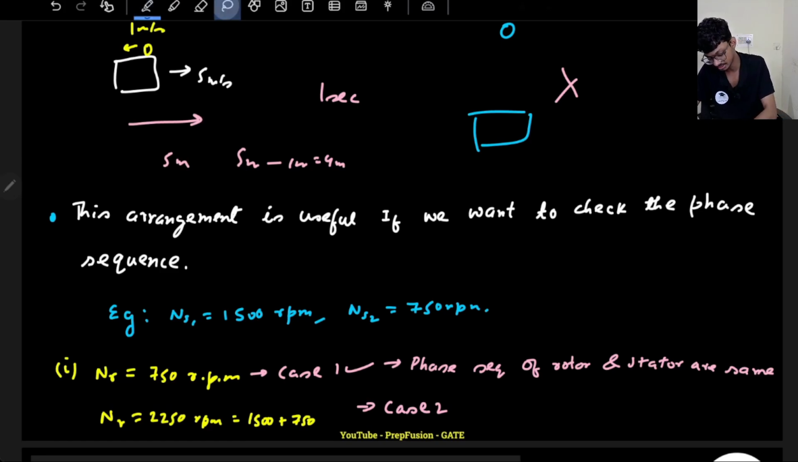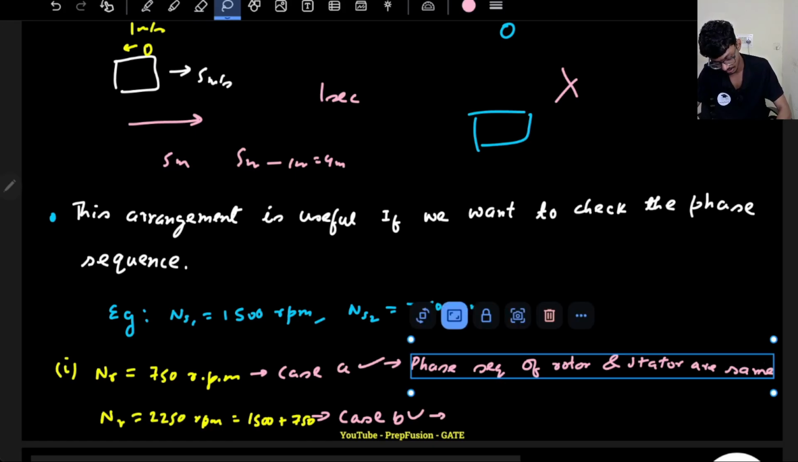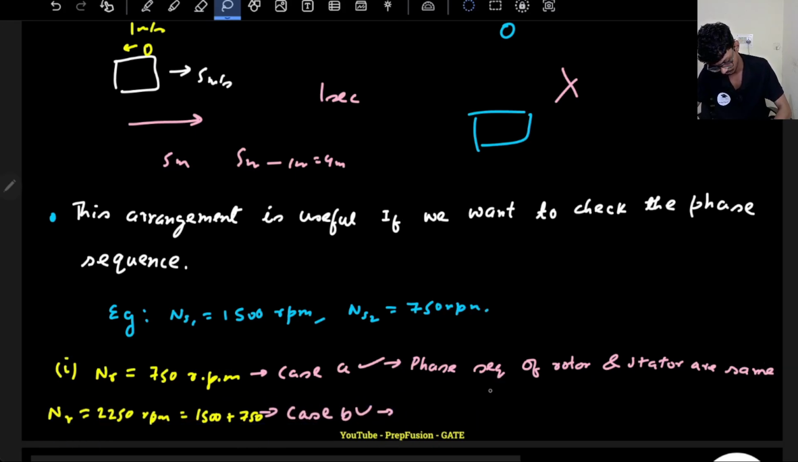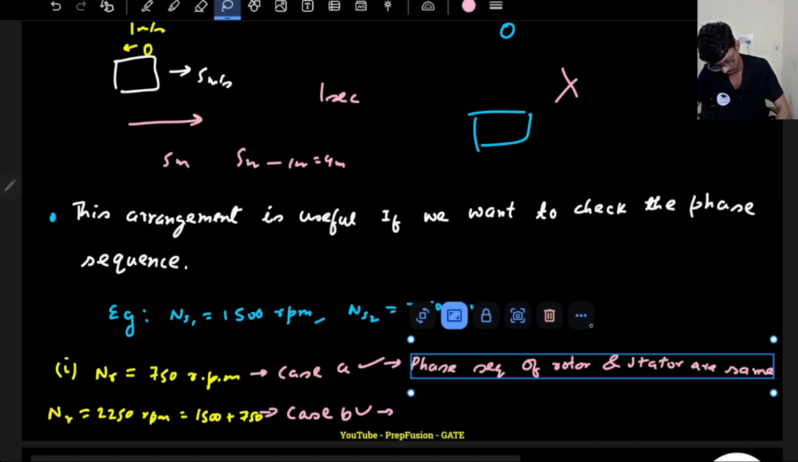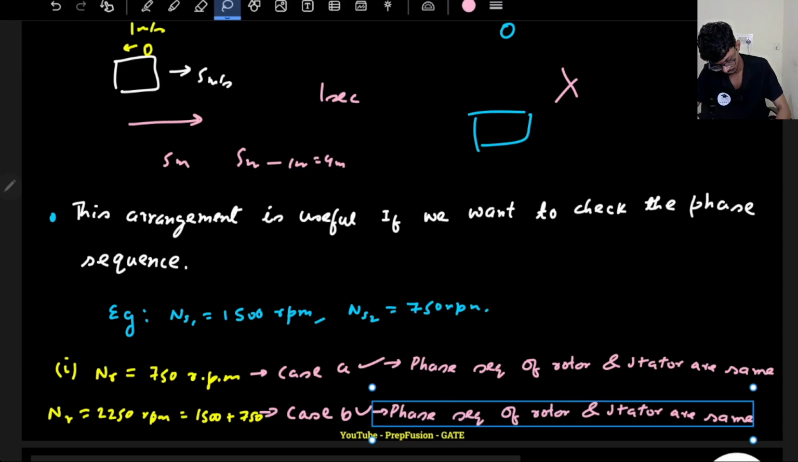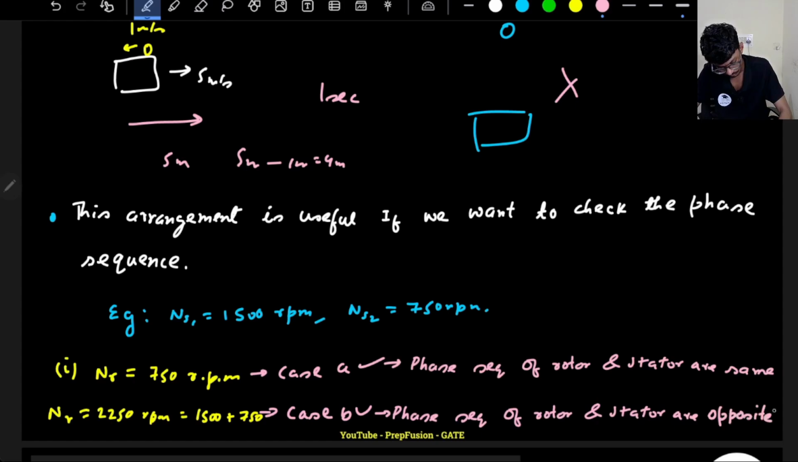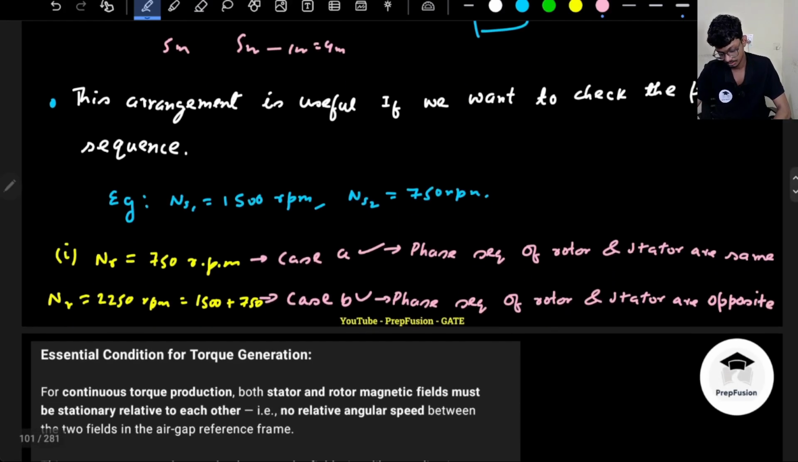So that means this is case A, sorry, case A and case B, right? Case A and this is case B. In case B, we know the phase sequence is opposite. Rotor and stator are opposite to each other. Okay. So yeah, that's how we can do it.